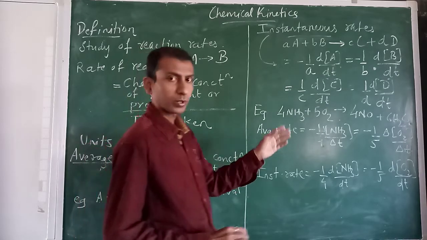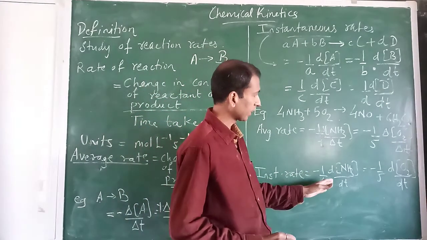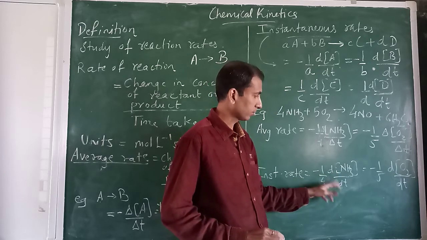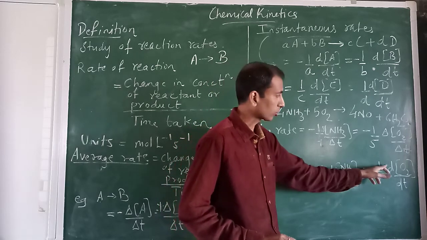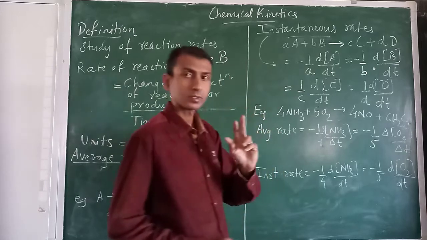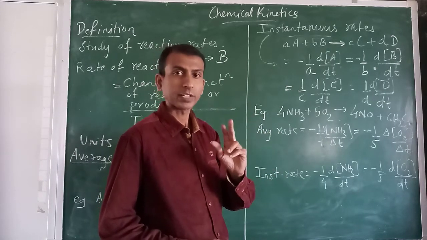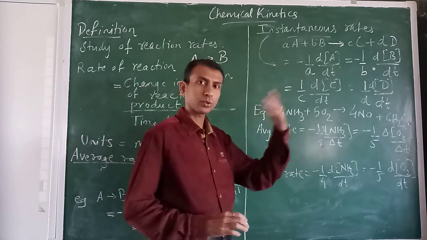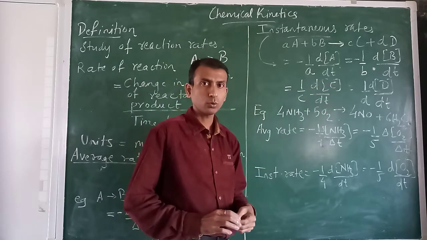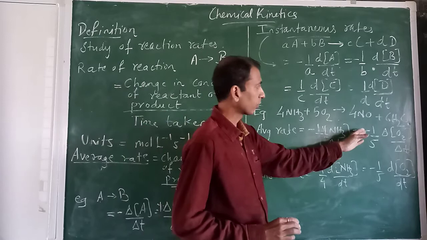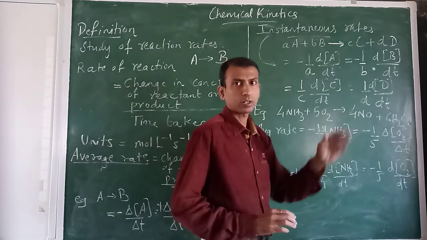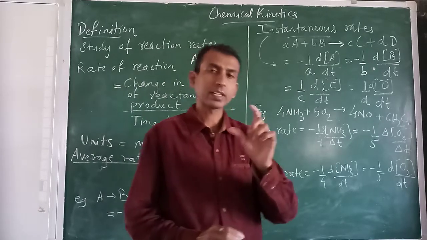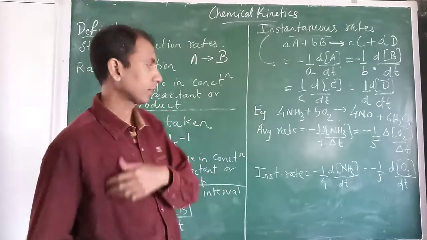Instantaneous rate, what will be the only change in the instantaneous rate? Instead of delta, we are going to write down D. See, here also D for the reactants. The same equation you can write in terms of products also, where here the signs will be positive, and accordingly we will write down the change in the concentration of each product considering the time factor.